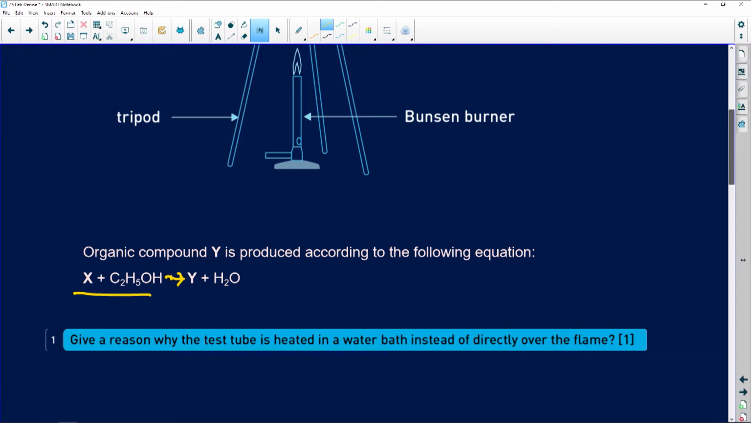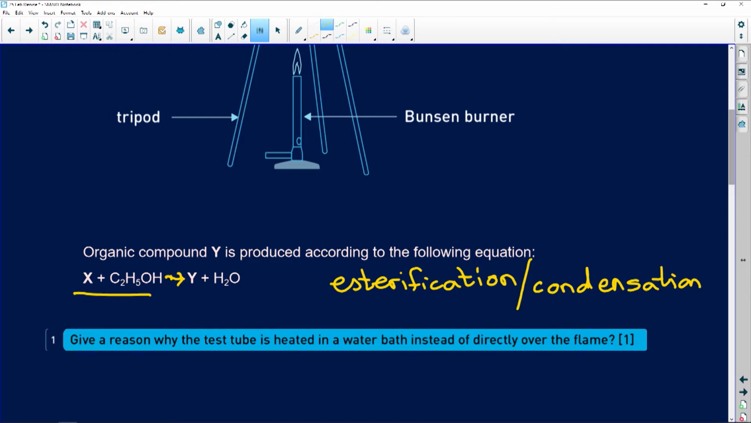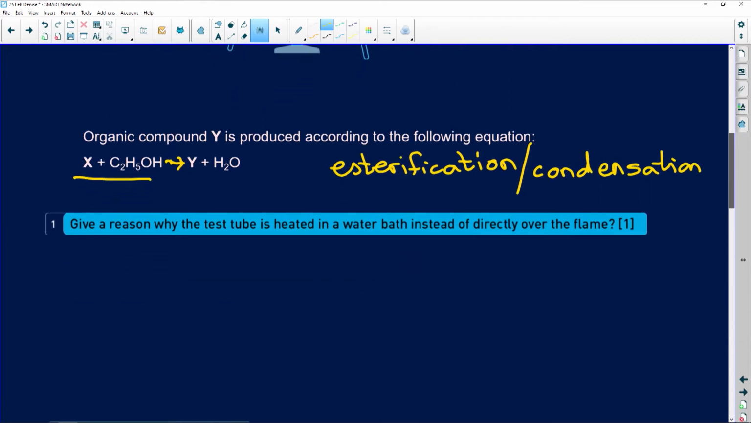Before I even continue with this, I know that this is an esterification reaction. Here they could introduce a little bit of organic reactions, but we're going to focus on that next week, organic reactions. So that's esterification. Another word for esterification is condensation. So this is an esterification reaction, the making of an ester. And to make an ester, we use an alcohol and a carboxylic acid.